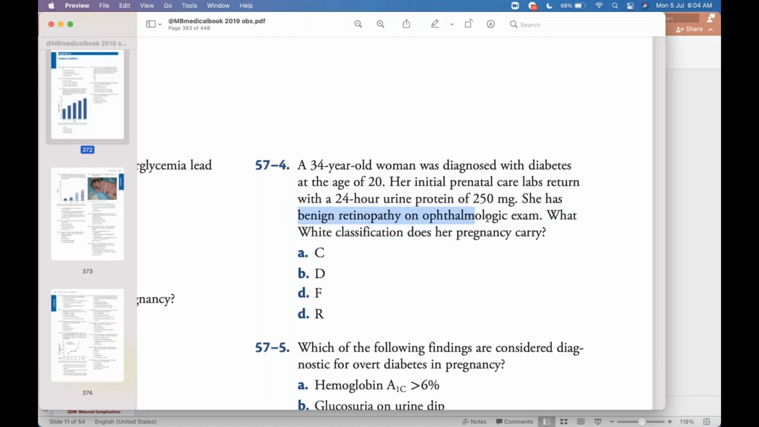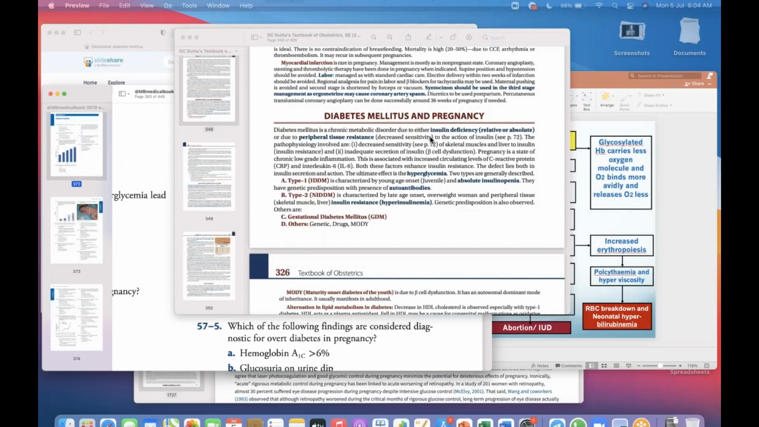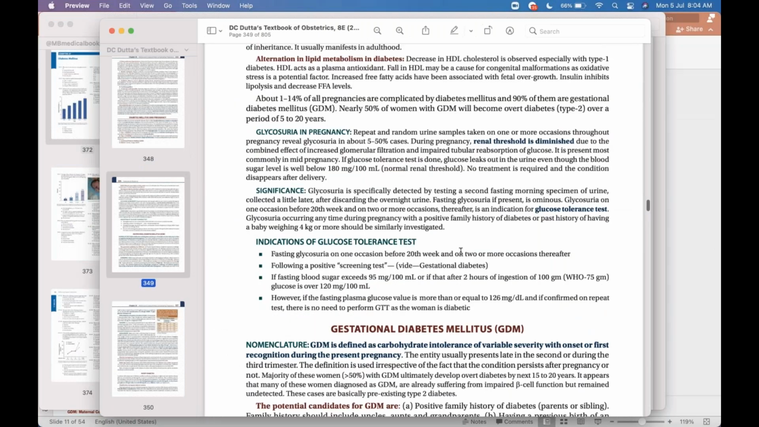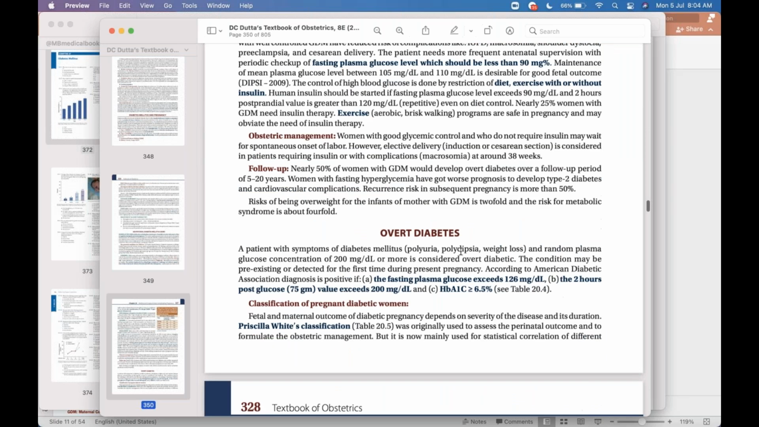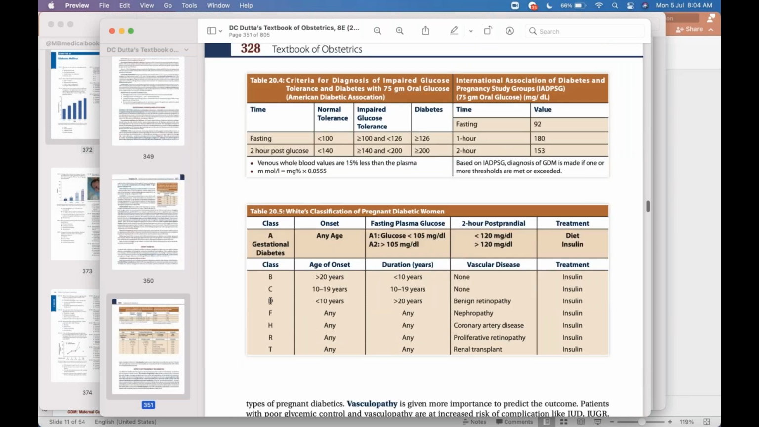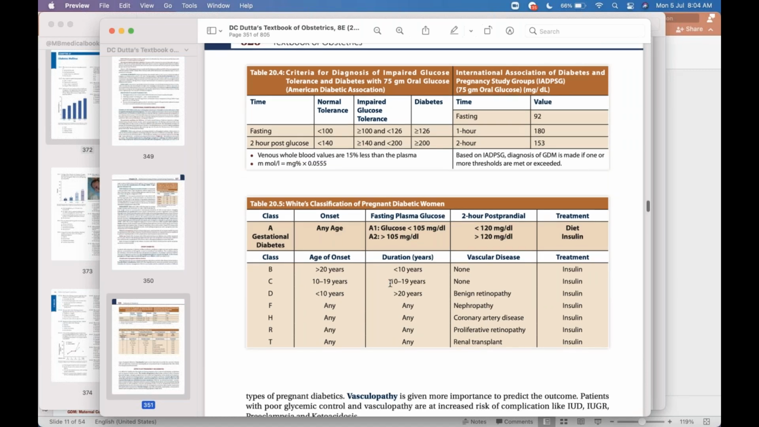Why? Because of benign retinopathy, and 10 to 14 years duration. Let me open this book for you, your own book. Where is the Priscilla White classification? If you can have a look at that. Yes. So this is category D, where you will have 10 to 19 years duration, and there is no vascular disease. But there is benign retinopathy, and so if there is benign retinopathy, it will automatically come under class D.